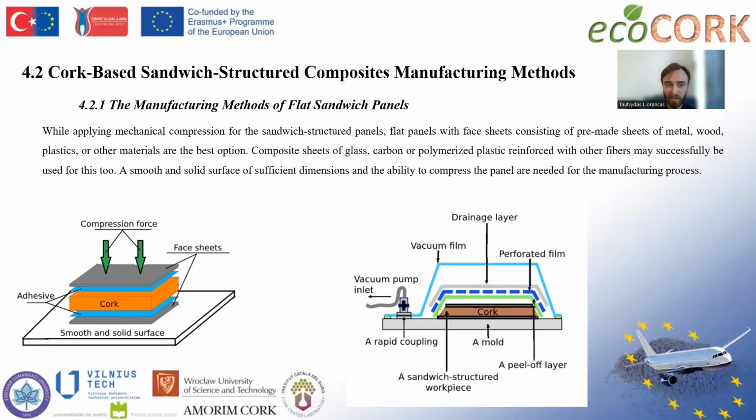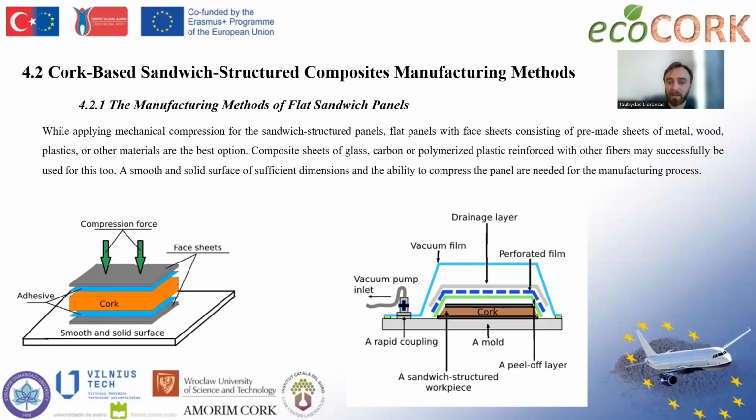As you can see in the picture on the left, to manufacture a flat plate, you must select your face sheets, your cork core material, an adhesive that will bind these two materials together, and you need to apply some compression force that will allow these materials to stick together.